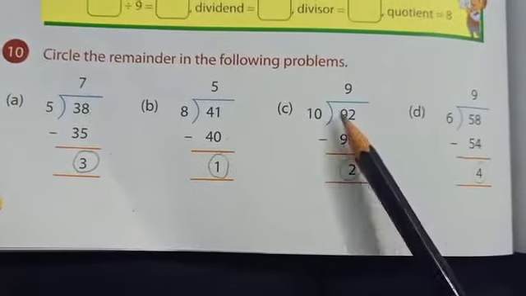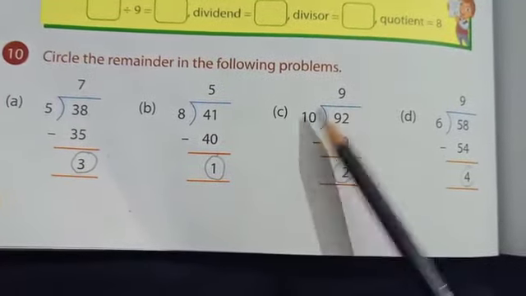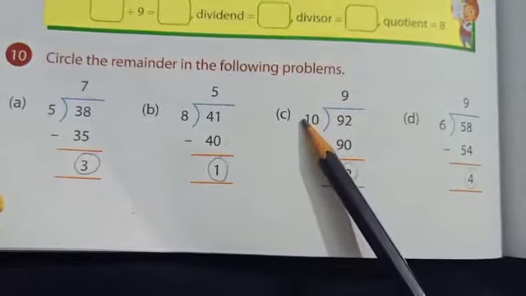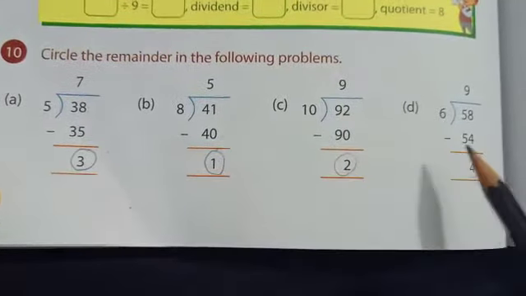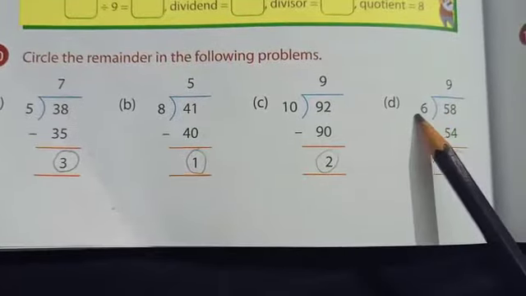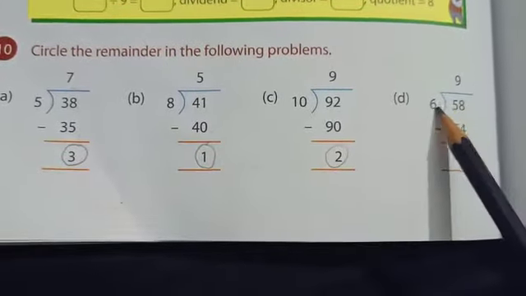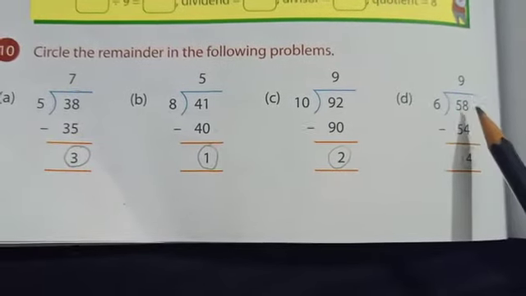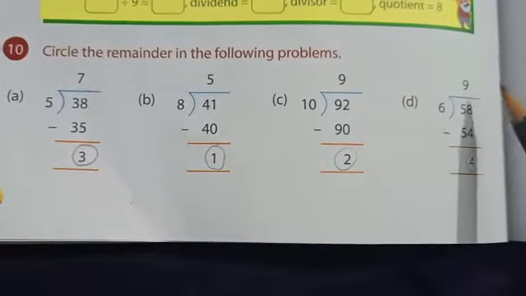Here 92 divided by 10. So 10 nines are 90. 10 tens are 100. So we will divide with 10 nines are 90. And here we will get remainder 2. 58 divided by 6. 6 nines are 54. So 58 is not coming in the table of 6. We have to take the smaller number than 58. So 6 nines are 54.